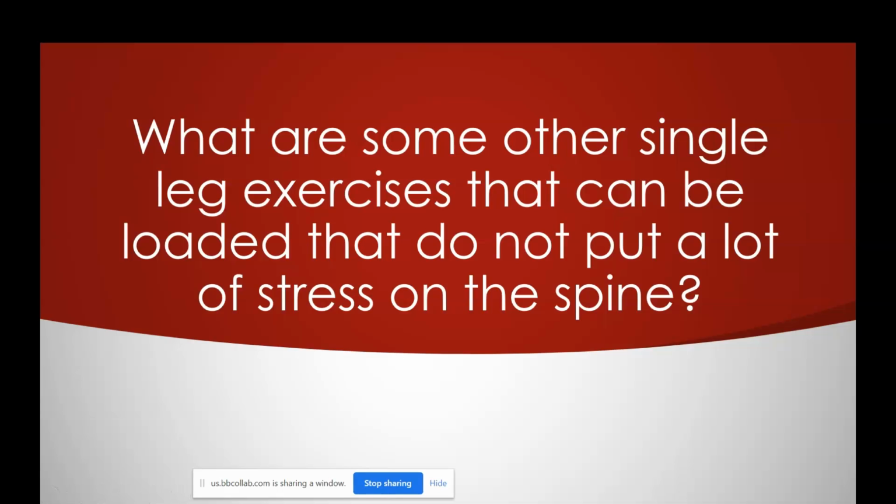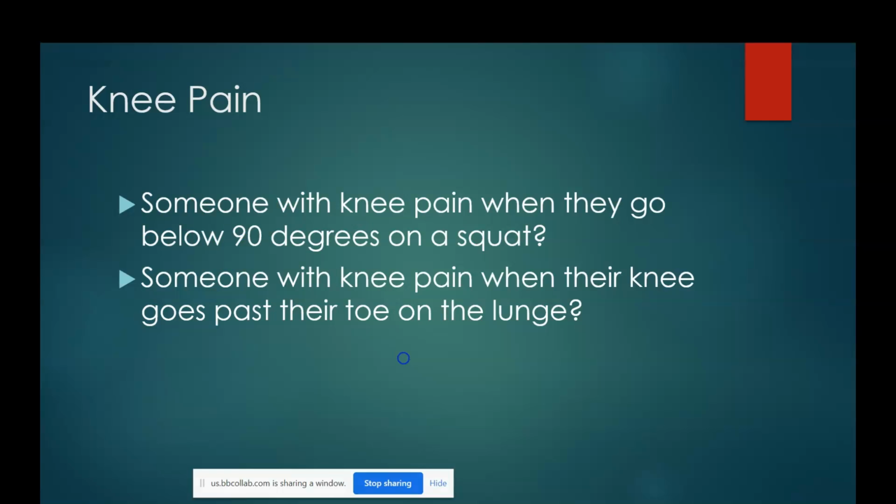And I don't think I need you to answer this question because you already did this for an assignment, but what are some other single leg exercises that can be loaded that don't put a lot of stress on the spine? So you actually already did all that.